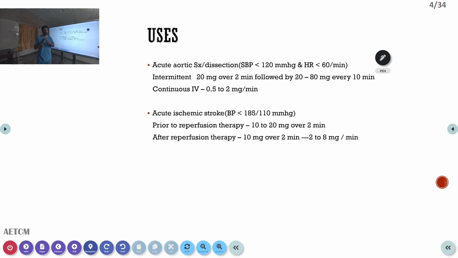Here you have to maintain the BP at less than or equal to 185/100 mmHg. Labetalol can be given prior to reperfusion therapy and during and after reperfusion therapy. Prior to reperfusion therapy, we give intermittent bolus doses like 10 to 20 mg, followed by, after reperfusion, 10 mg over 2 minutes, followed by continuous infusion of 2 to 8 mg per minute.